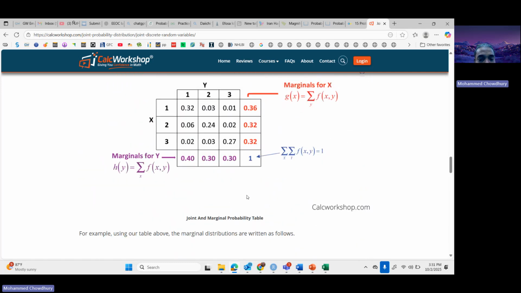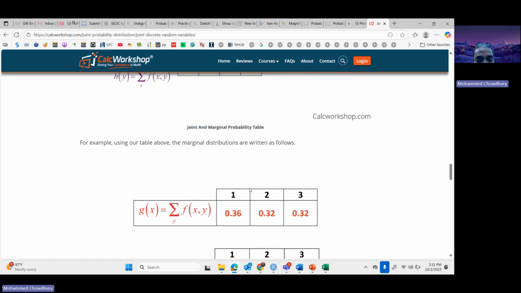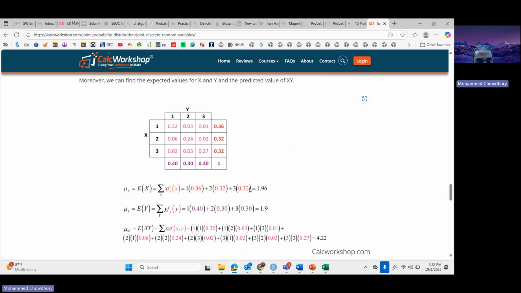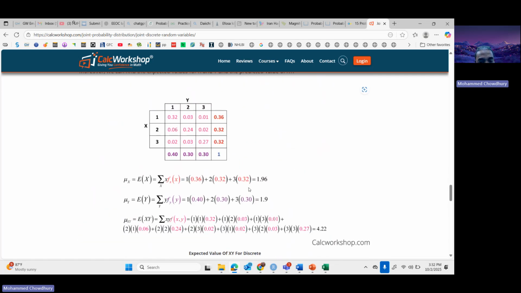When you sum over the y values, keeping x fixed, then this is the marginal distribution you will get for that variable. If you keep y fixed and sum over the x, then you will get the marginal distribution of y. You are fixing y equal to 1, summing over x equal to 1, x equal to 2, x equal to 3, then you are getting the distribution of y, which is known as the marginal distribution.